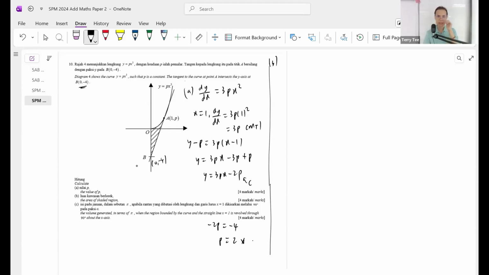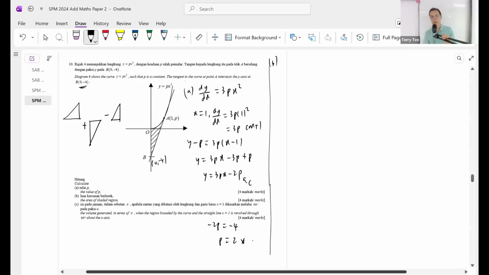Part B, find the area of the shaded region. Okay, for the area of the shaded region, the reason why I go and find this equation first is that if you want to find the area, you can take the area of integration here, plus the area of this triangle, minus the area of this triangle. Okay, so you can do that. But we need to know what is my x-intercept of your tangent. This is your tangent.